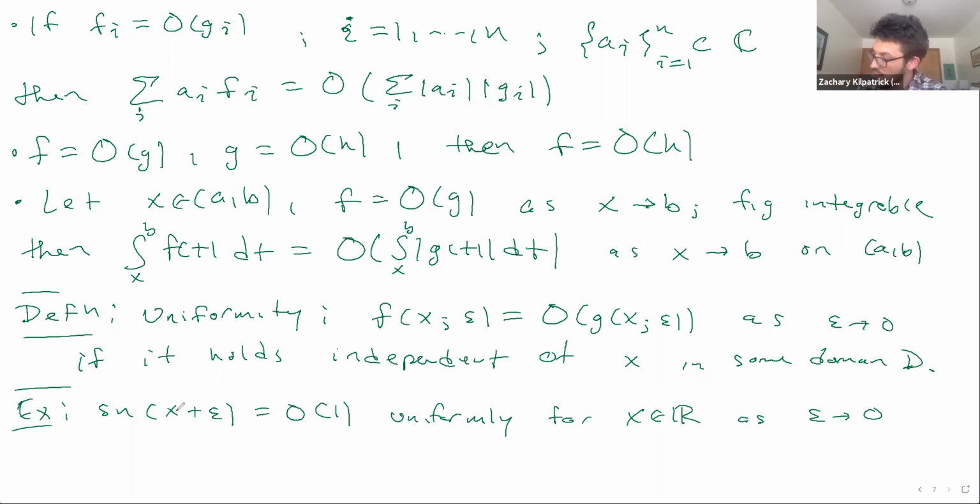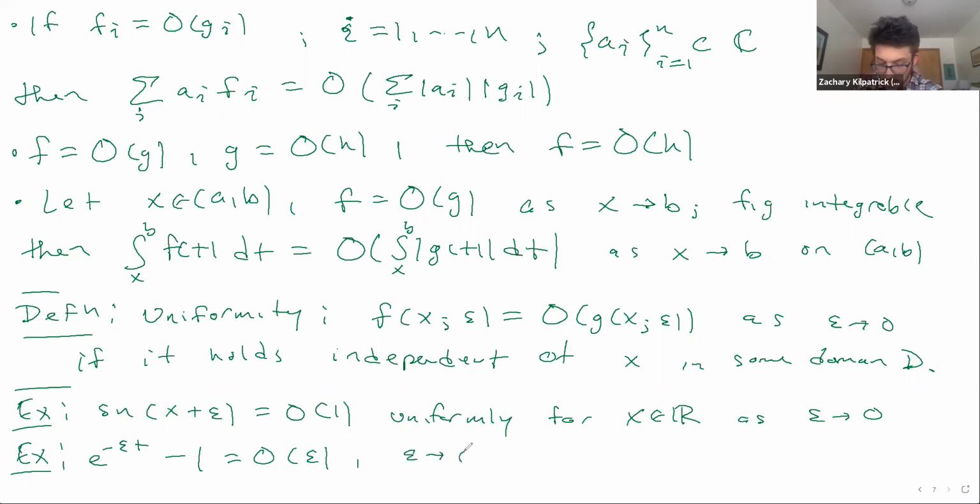So no matter what value of x I take, sine is just going to oscillate between -1 and 1, okay? I always know that the limit as epsilon goes to 0 for this is going to give me some function that I can bound by a constant, okay? Another example of uniformity is if we take e to the minus epsilon t, minus 1, okay? This is going to be big O of epsilon because I'm subtracting off the one part of the Taylor expansion there, okay?